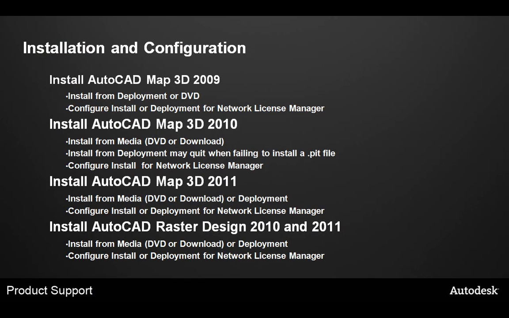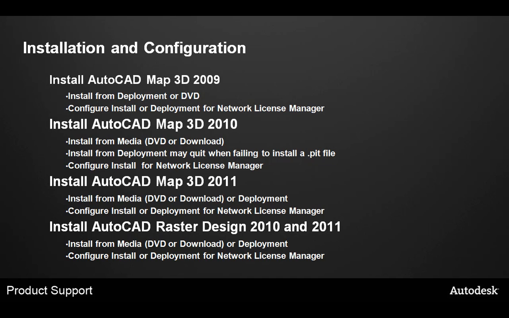Some more details about installation and configuration of several of the Map 3D products. First of all, with Map 3D 2009, you can install from either a deployment or the DVD. You'll want to make sure that when you configure the install for the deployment or from the DVD that you choose the Network License Manager. For AutoCAD Map 3D 2010, you can only install from the DVD or from the download.